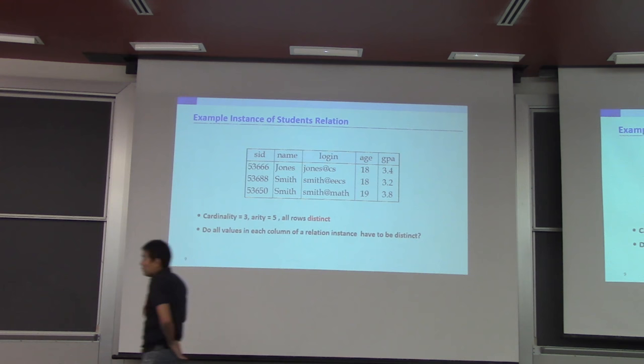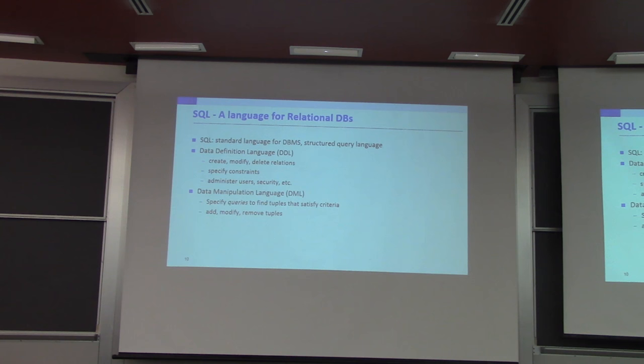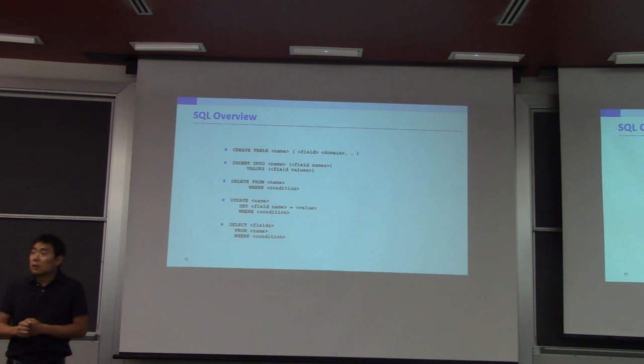Next, we're going to briefly talk about SQL. Once you have this relational model, you have to have a query language to manipulate and interact with data stored in this model. And that language is called SQL, Structured Query Language. SQL comes with two parts. One is what we call DDL, the other is what we call DML. DDL is the data definition language, and it's used to create, modify, and delete relations. And DML is used to retrieve data from the underlying relational table. Here is just a quick overview of SQL. We will have a detailed study of SQL on Thursday. Today, I just want to give you a quick overview of this.